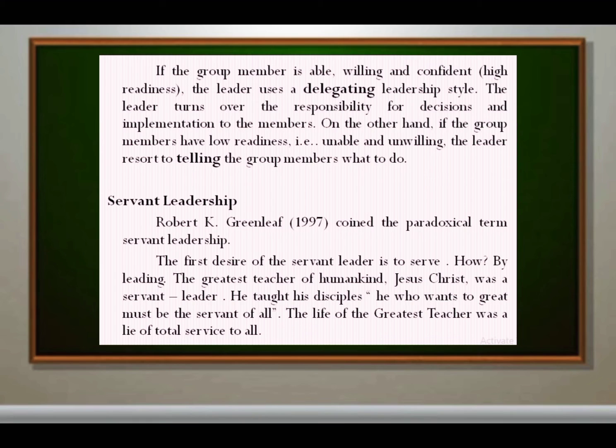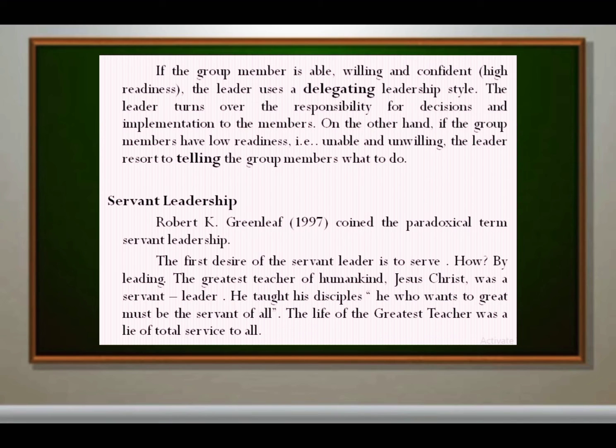He questions how can one be a leader when he or she is a servant? That's the common thinking, but the paradox is Greenleaf's deliberate and meaningful way of emphasizing the qualities of a servant leader. The first desire of the servant leader is to serve. How? By leading. The greatest teacher of humankind, Jesus Christ, was a servant leader.